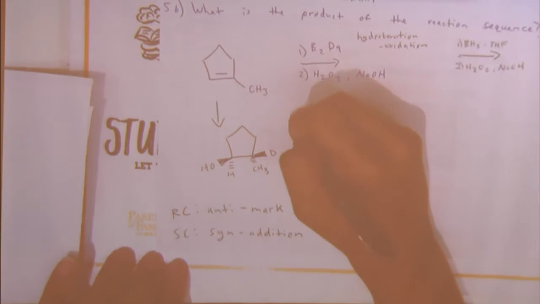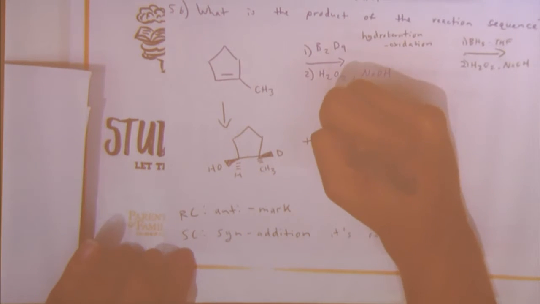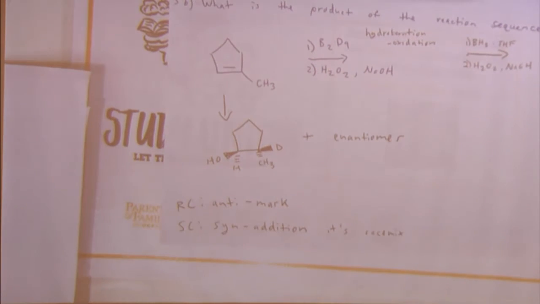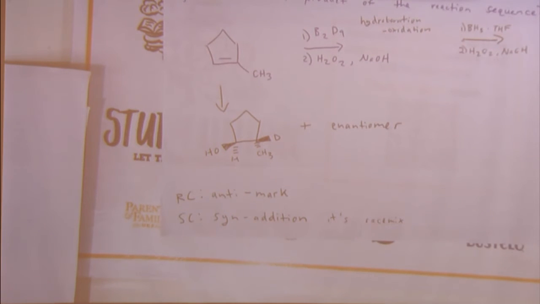And because it is a racemic mixture, it's going to have its enantiomer with it. So, is everybody good with this question? Any questions? The what?